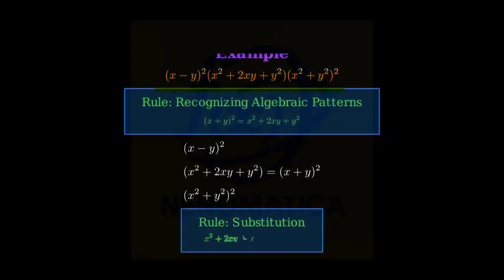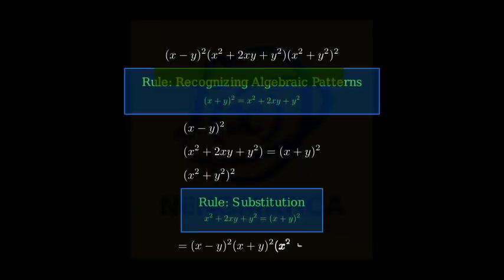For our first step, we'll rewrite the expression by substituting (x + y)² for x² + 2xy + y². This gives us (x − y)² times (x + y)² times (x² + y²)².